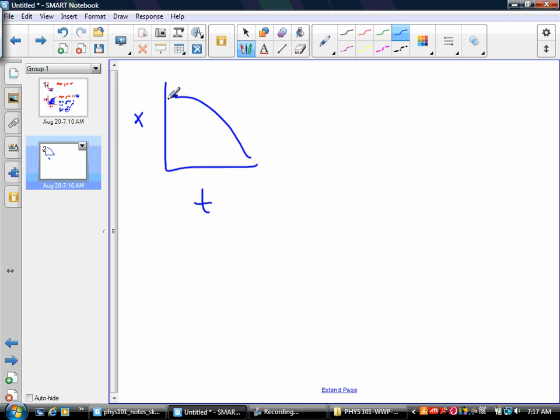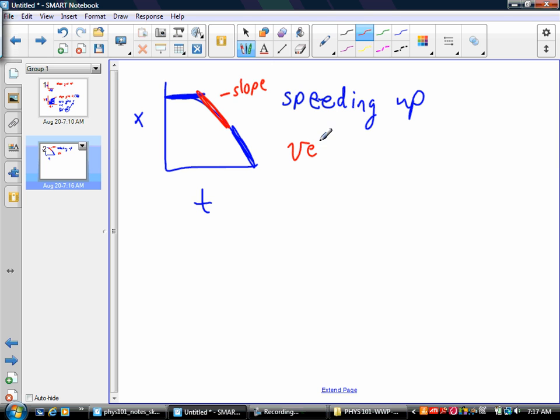And I want to look at the slope. So here I have a basically zero slope, and here I have a steeper slope. So that means that this object is speeding up. It's going faster. All right. The sign of this slope is a negative slope. So that means that the velocity is negative.